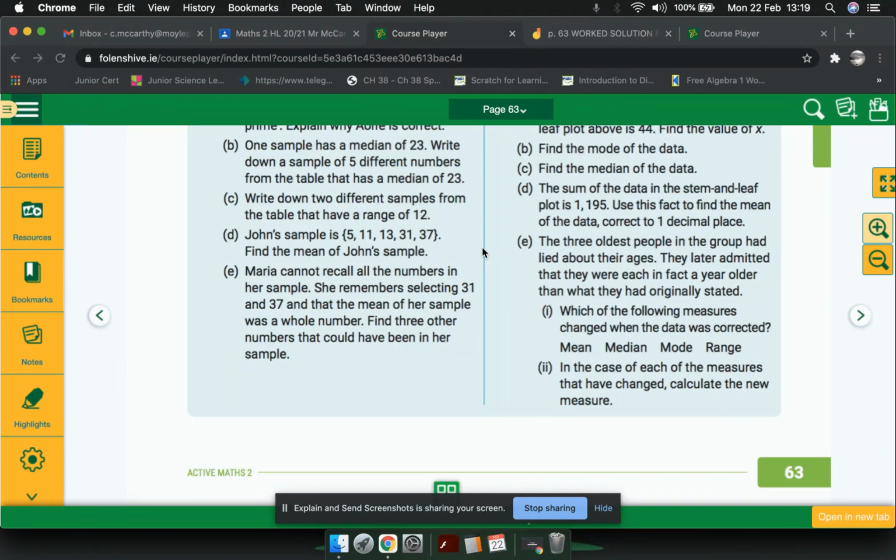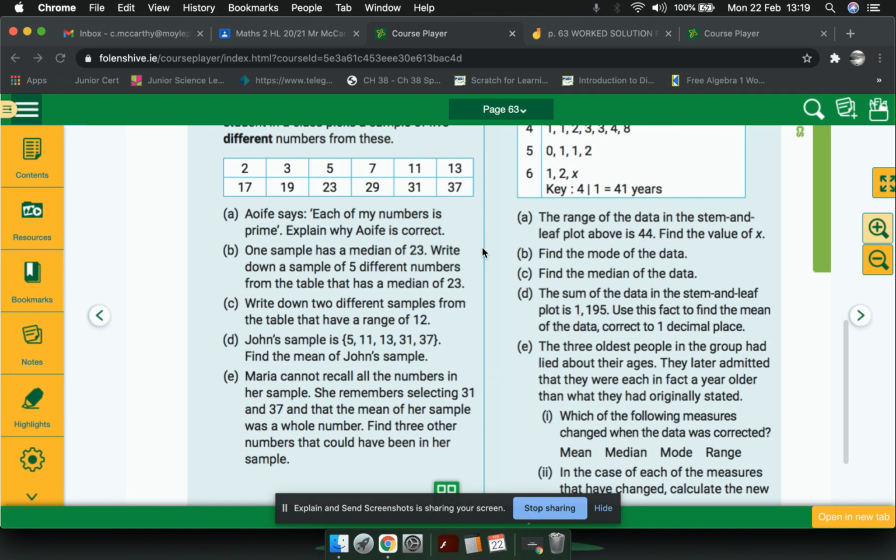The next thing then is write down two different samples from the table that have a range of 12. Okay, again, remember the range is the difference between the maximum number and the smallest number. So if I pick out five numbers, what is the maximum number subtracting the smallest number, and it gives me a value of 12. So again, write down five numbers that will work out and give you a range of 12.